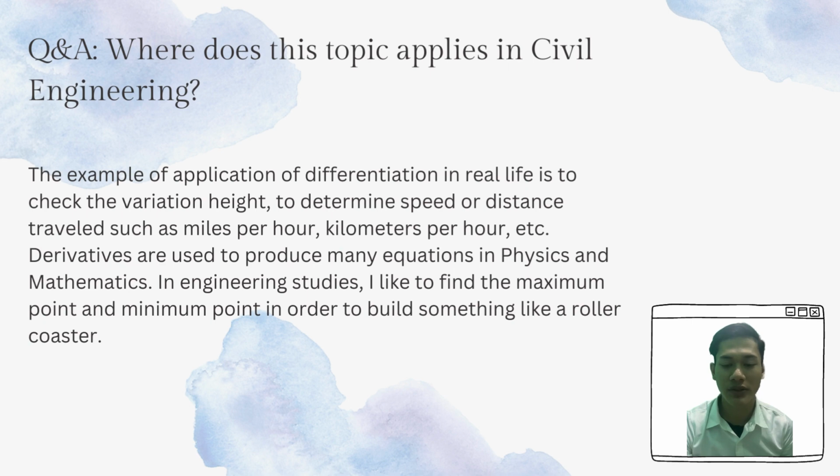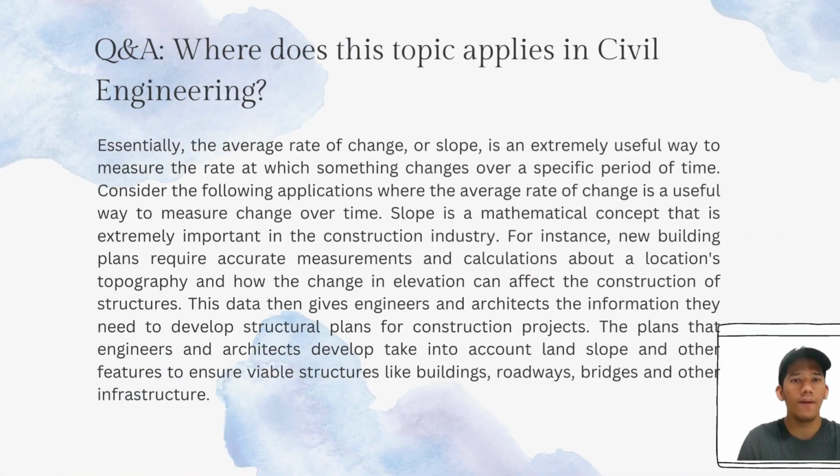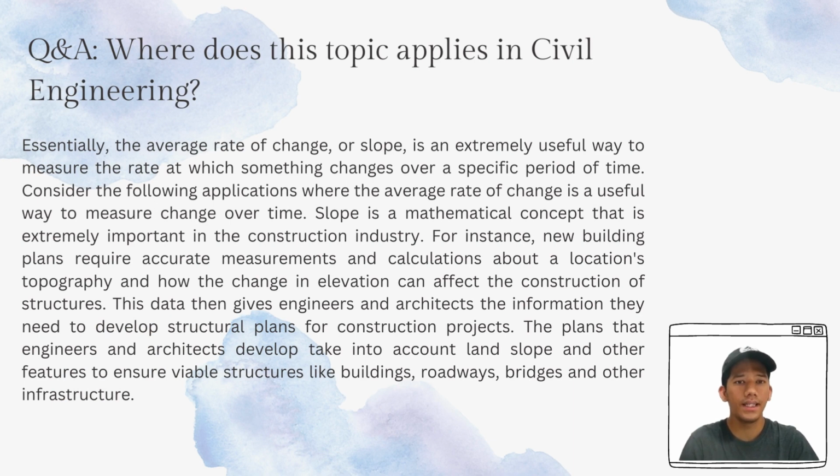An example application of differentiation in real life is to check a variation in height to determine speed or distance traveled, such as miles per hour, kilometers per hour. Derivatives are used to produce many equations in physics and mathematics. In engineering studies, it is used to find the maximum point and minimum point in order to build something like a roller coaster. What is the average rate of change used for? Essentially, the average rate of change or slope is extremely useful to measure the rate at which something changes over a specific period of time.